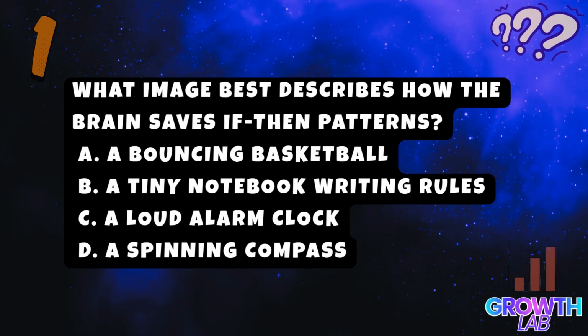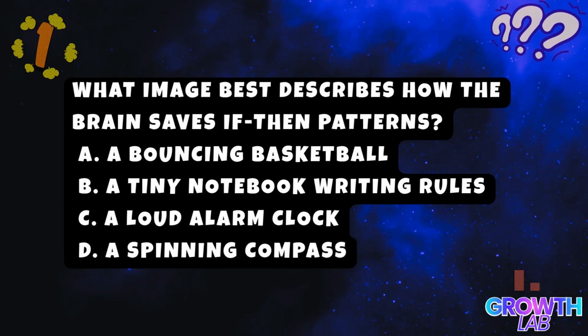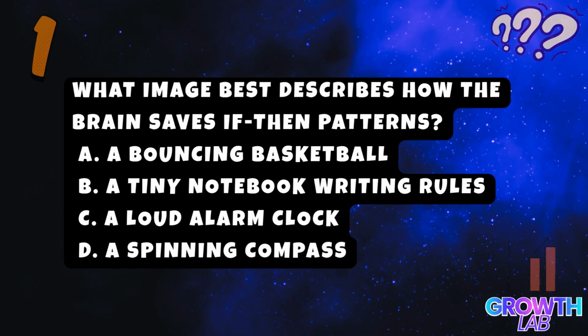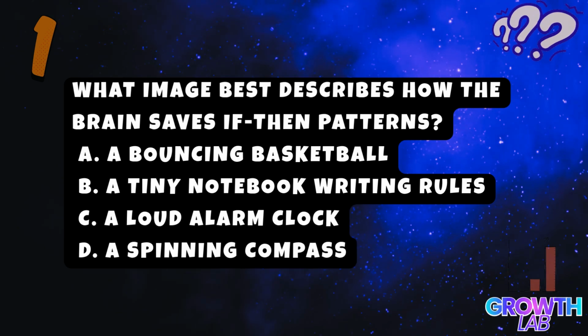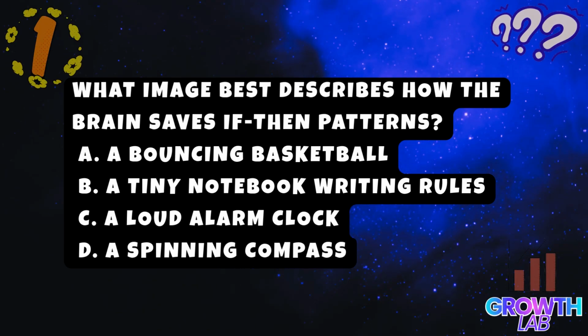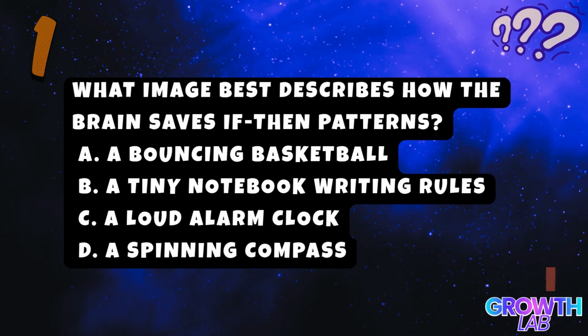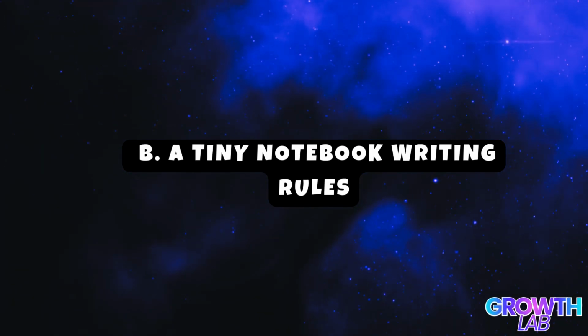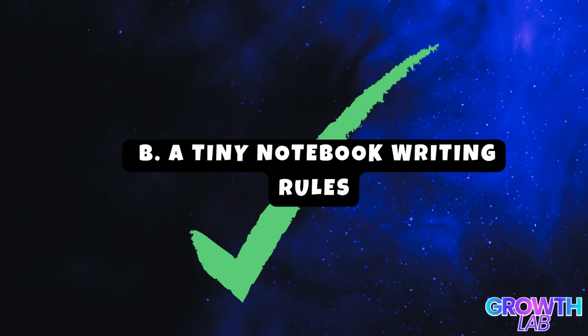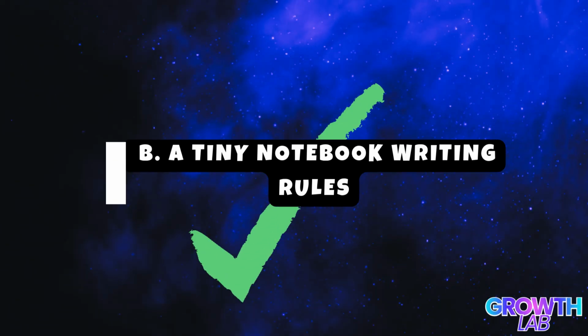Question 1. What image best describes how the brain saves if-then patterns? Answer options are: Option A, a bouncing basketball. Option B, a tiny notebook writing rules. Option C, a loud alarm clock. Option D, a spinning compass. Correct option is option B, a tiny notebook writing rules. This image represents how the brain stores patterns as rules.